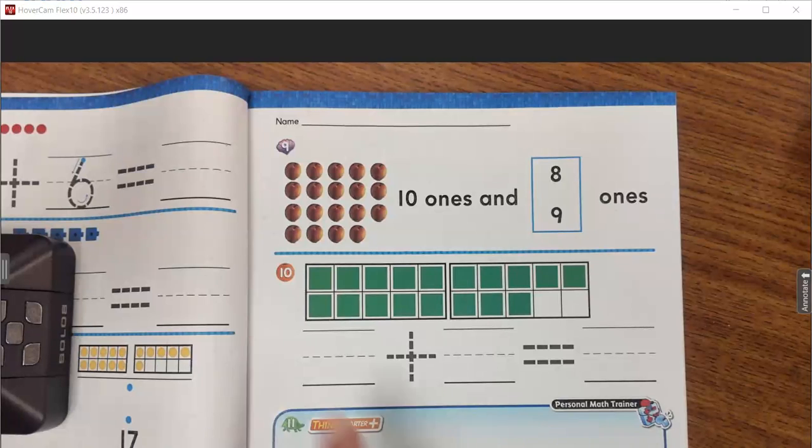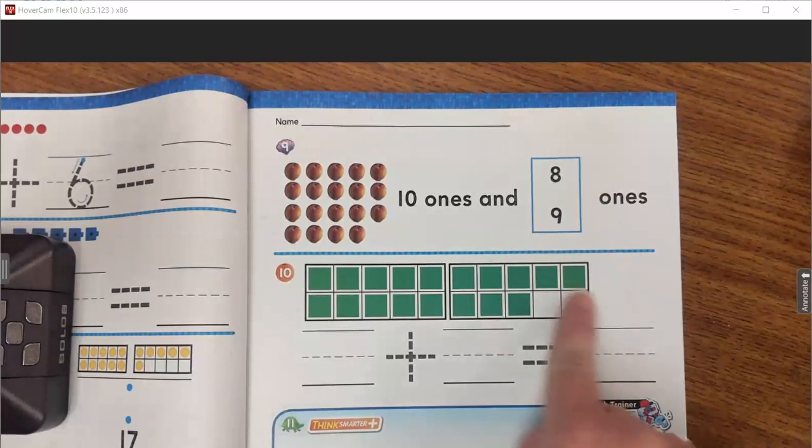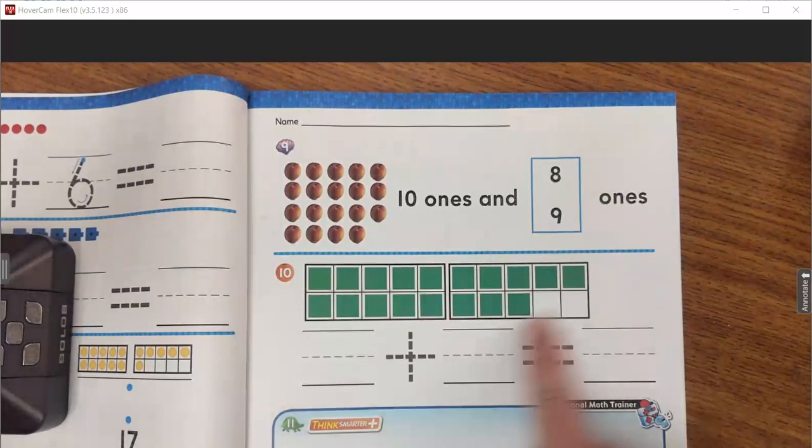Okay. Number 10, you're going to give me an addition problem for these two tens frames, what we've been doing on your math these last couple of weeks. Show me an addition problem to represent those two tens frames with the green blocks.